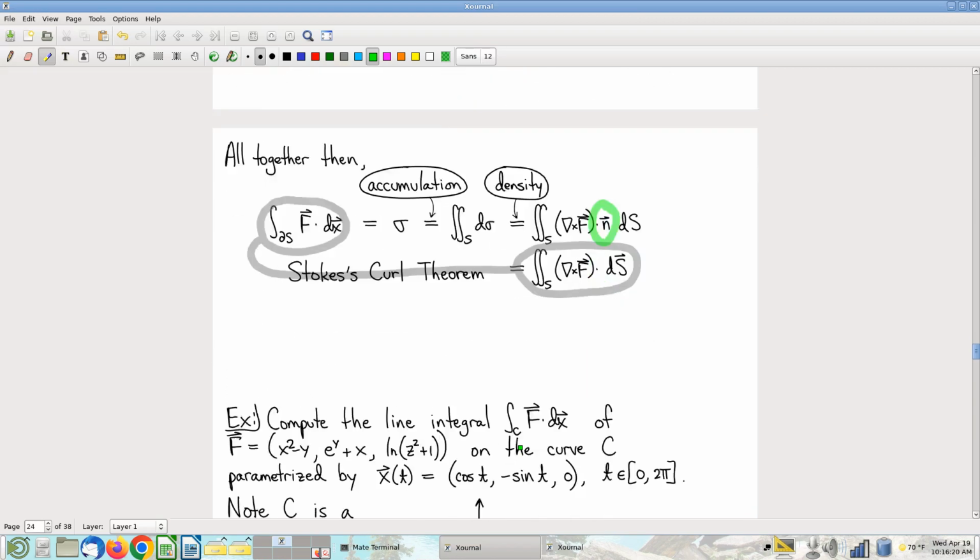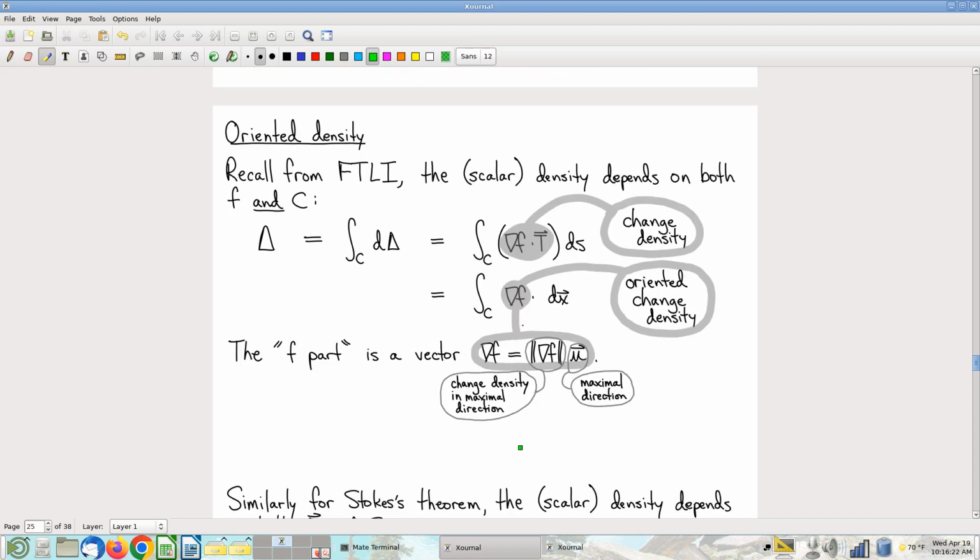So I pointed out last time that, well, actually no, we've seen previously where a density, namely change density, when we were looking at the fundamental theorem of line integrals, has that same sort of mysterious orientation vector in there. So this is not really a new thing. So let's think, though, what does that mean, and how does this change our interpretations?